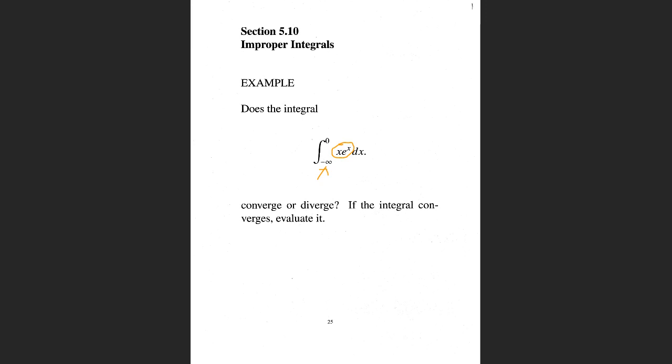So if the area is finite, we say the integral converges. If the area is infinite, we say the integral diverges. Okay, so let me show you how we do this problem here. Here's what we've got to do. First of all, I draw a picture of x times e to the x.